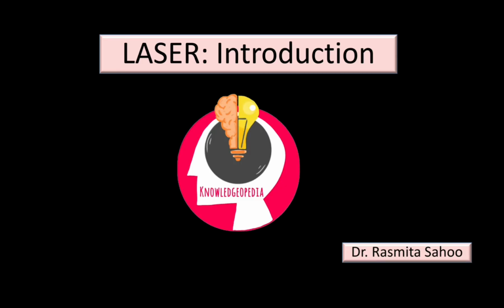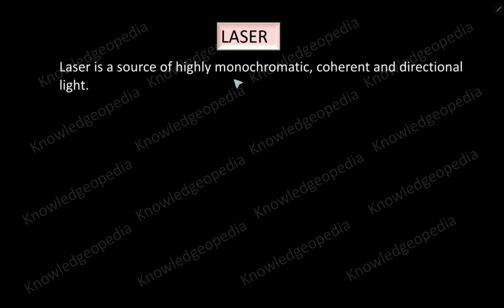Hello friends, today we'll start with our fourth unit, that is laser and optical fiber. This laser is a source of light which we come across in our daily life, right? So what is this laser? Laser is a source of highly monochromatic, coherent and directional light.